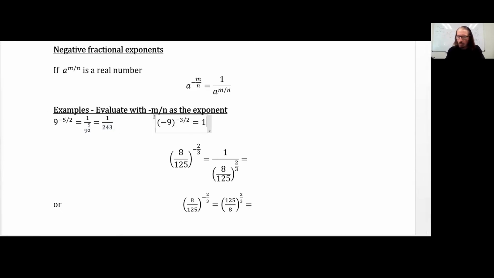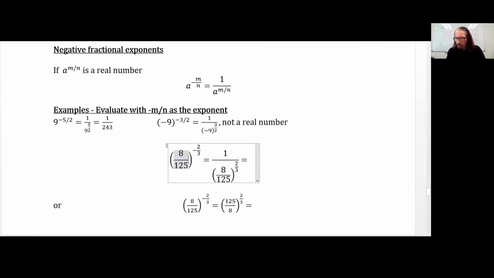On this one, it'd be telling us to put this down in the denominator. -9 is now to the +3/2. Well, that's telling us to take the square root of -9 and then raise it to the 3rd power, put that underneath a 1 in a denominator. But we can't take the square root of -9, so that's not a real number.